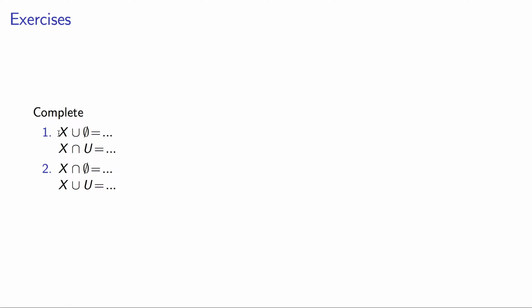How would you complete the following? X union the empty set. X intersection the universe of this course. X intersection the empty set. X union the universe of this course. X union X. X intersection X. X union X complement. X intersection X complement.